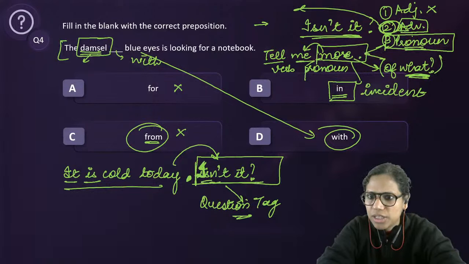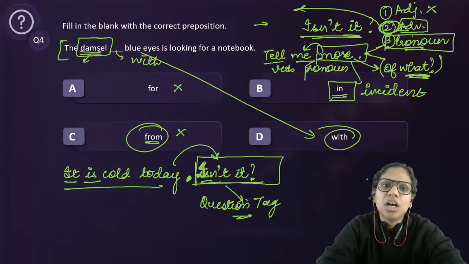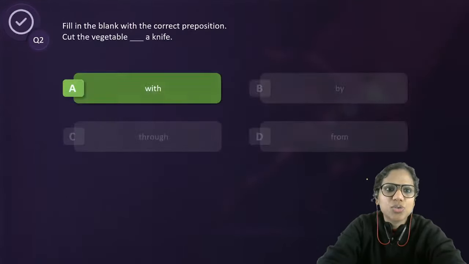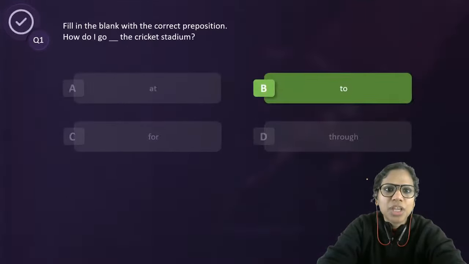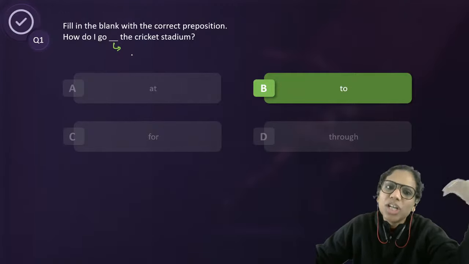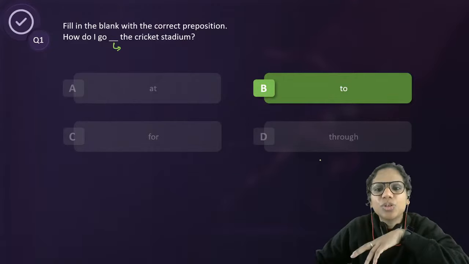All right, through the stadium. He was trying to go through the stadium. If I treat the stadium as an area, then yes, he could go through the stadium as well, right? So in question one, how do I go? If let's say you are in the cricket stadium, you're inside and you want to cross it, and you're asking someone, how do I go through this cricket stadium, then it would make sense.